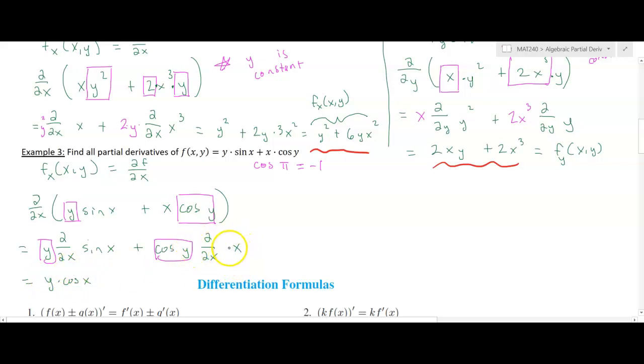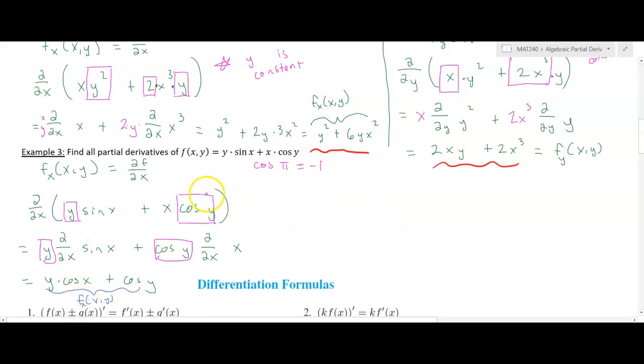The derivative of x is 1. Cosine of y times 1 is just plus cosine of y. And so this right here is our final function, the partial of f of x y with respect to x.